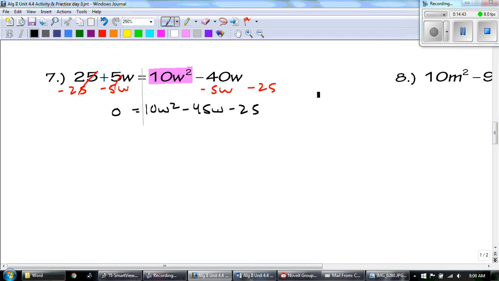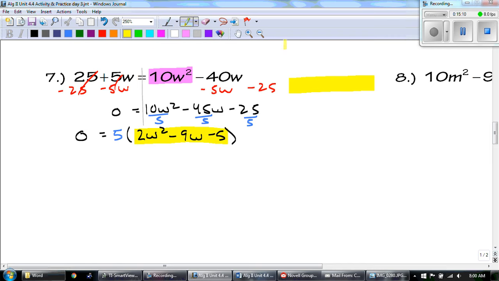So the one thing that should be stepping out here right now is that there is a GCF, okay? I'm going to move this over here a little bit so we have a little bit more room. We can take a GCF of 5 out, and then we're left with 2w squared minus 9w minus 5, okay? So this makes it just a little bit easier to factor after you take out that GCF. So 2w squared minus 9w minus 5.